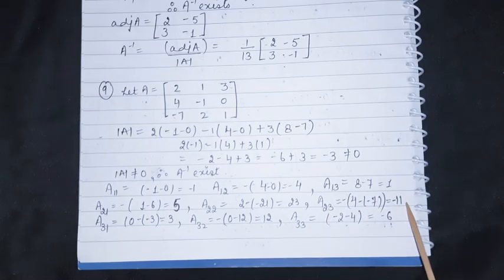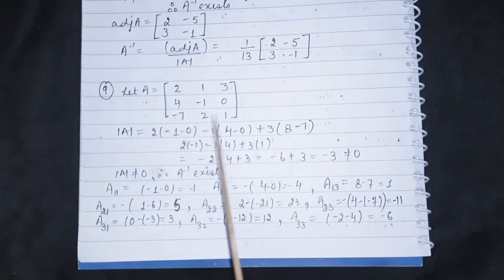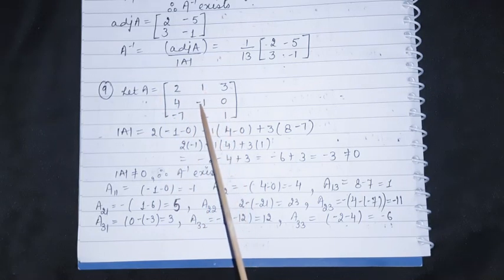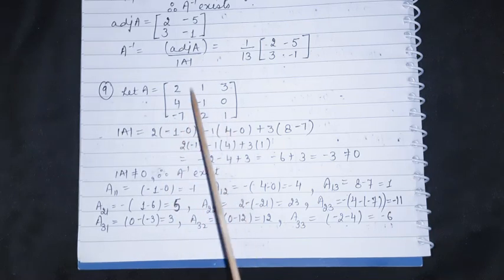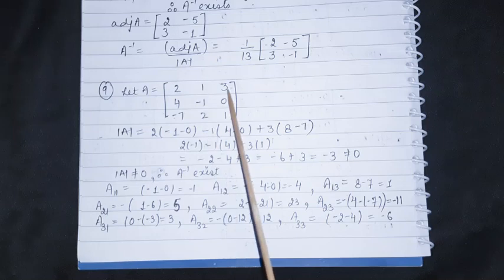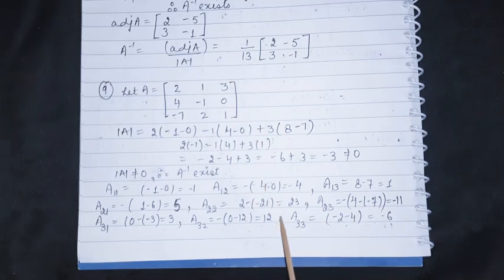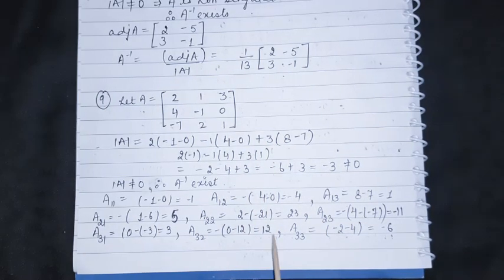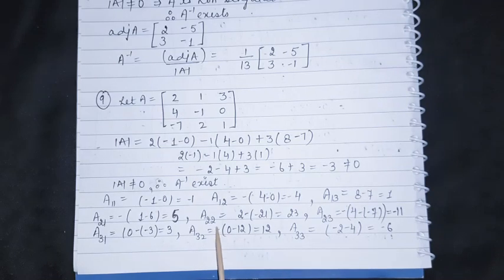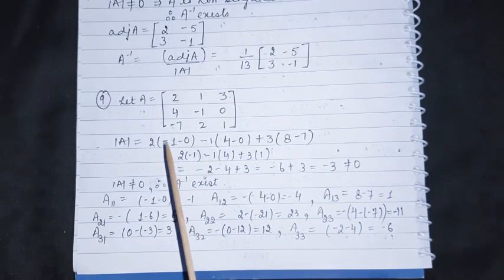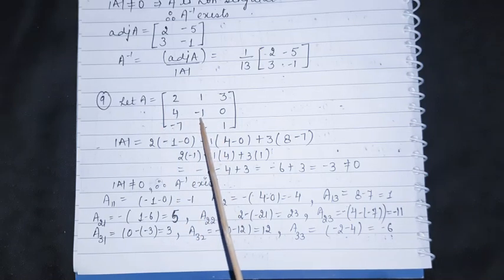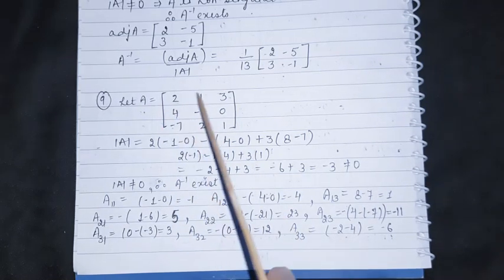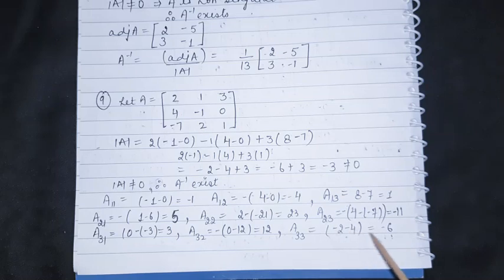So minus of 11. Then A31, ignoring third row, first column, 0 minus 3 is 3. Then A32, ignoring third row and second column, you will get 0 minus 12. So 0 minus 12, which is minus 12, and because there is a negative also, this minus of minus 12 will become 12. Then A33, that is ignoring third row and third column, we will have minus 1 into 2, which is minus 2, and minus 4 into 1, which is 4. So minus 2 minus 4 is minus 6.